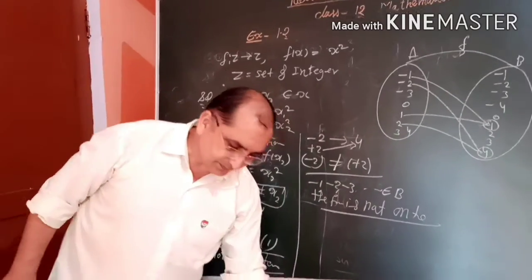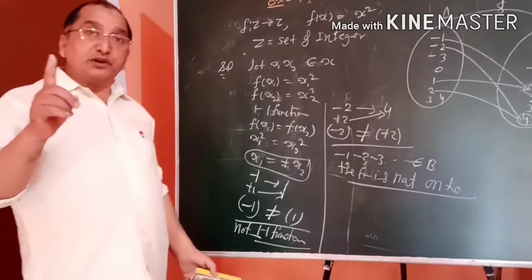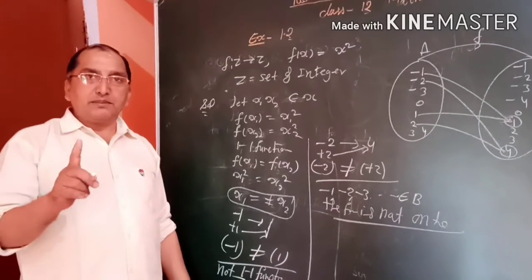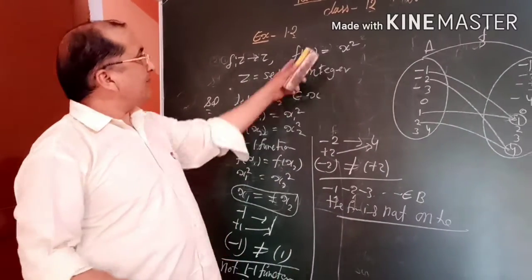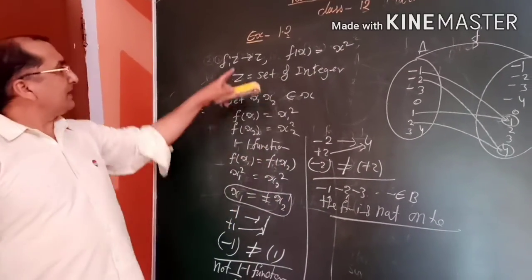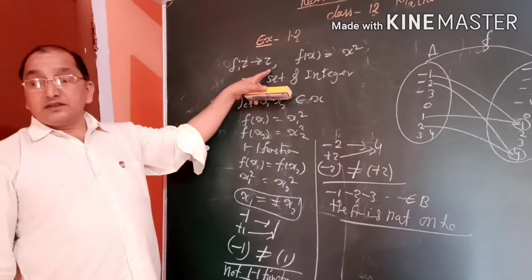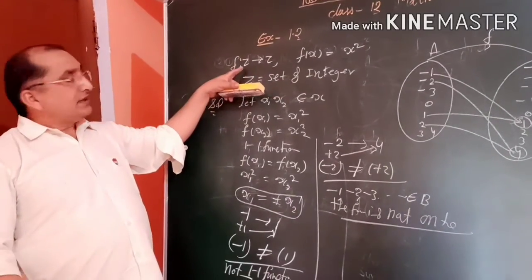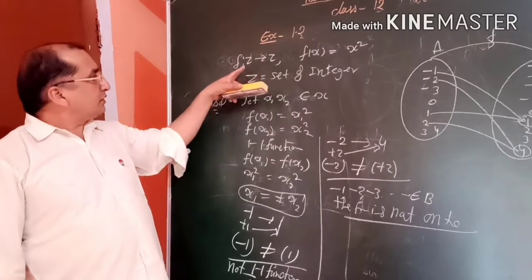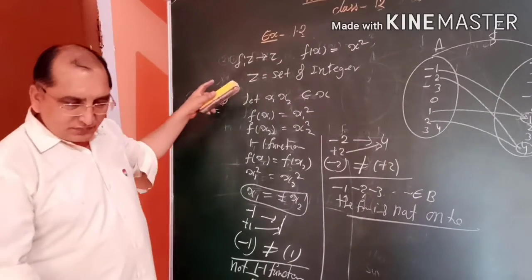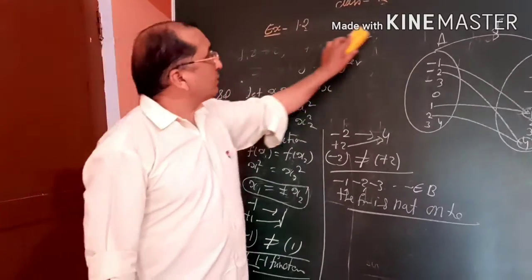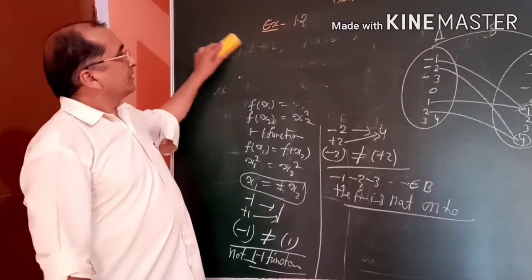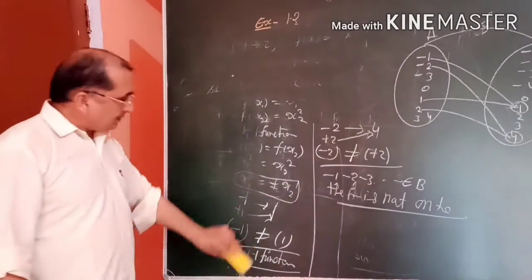Come to the next question, and this is the first question for the natural numbers. For the natural numbers, the function is the same, f of x equal to x square, but here is the difference. In the first question we studied natural numbers to natural numbers, this is for integers to integers. Now I am solving the next part for real numbers to real numbers. The rest of the question is the same.